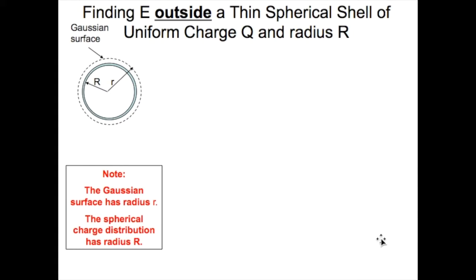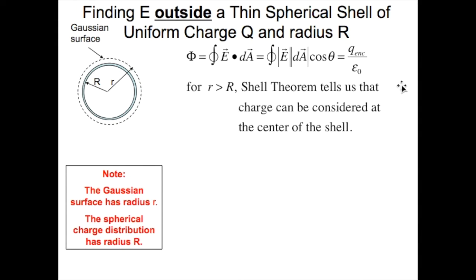Okay. So now let's take a look at the electric field outside of a thin spherical shell. Our Gaussian surface, again, is going to be this circle. We're going to give that radius lowercase r. Capital R is the fixed radius of the sphere. Lowercase r is going to be the variable radius of the Gaussian surface. And so, again, we set this up.